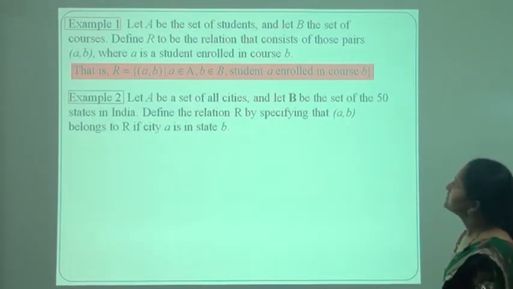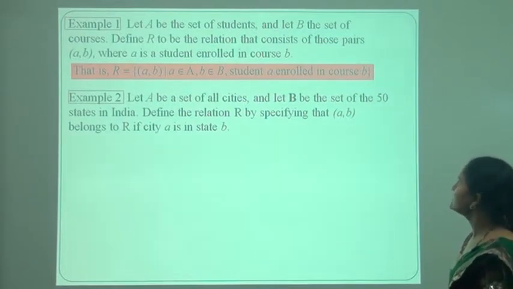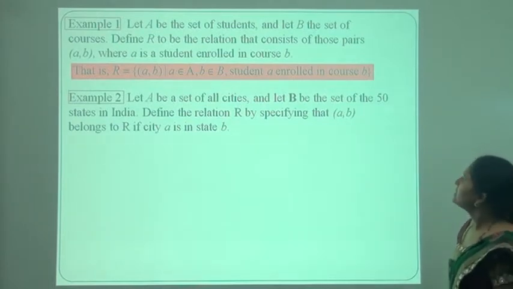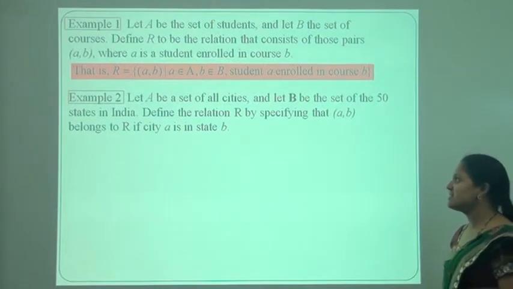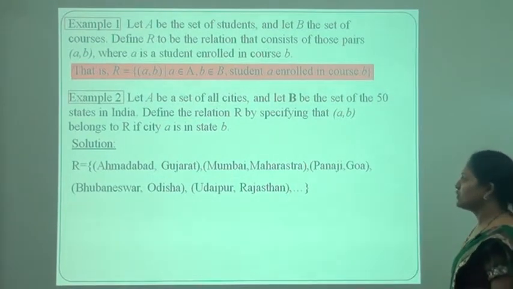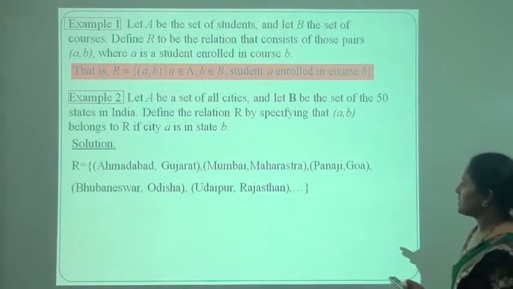Example 2: let A be the set of all cities and B be the set of 50 states in India. Define the relation R by specifying that (a, b) belongs to R if city a is in state b. For example, Ahmedabad, Gujarat; Mumbai, Maharashtra; Panaji, Goa; Bhubaneswar, Odisha; Udaipur, Rajasthan, etc.